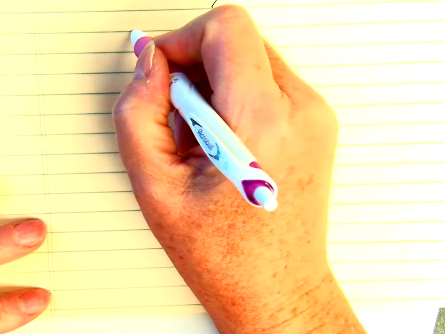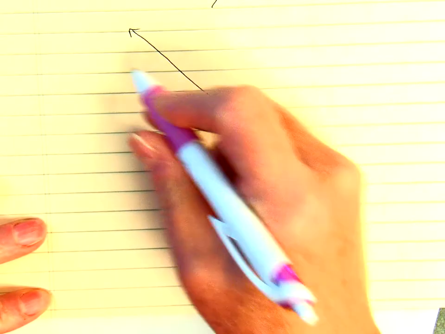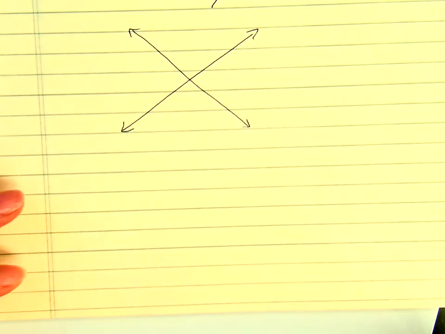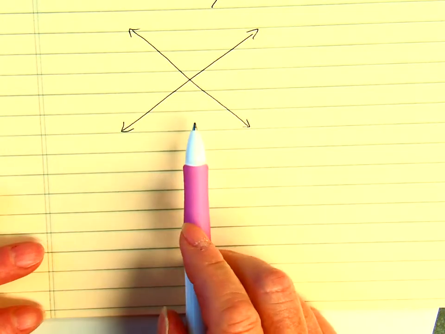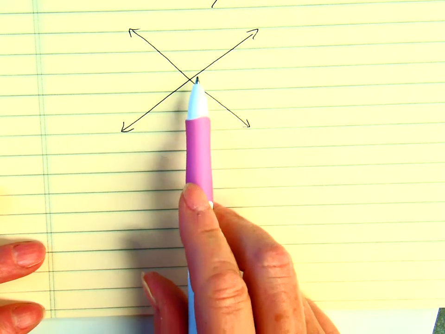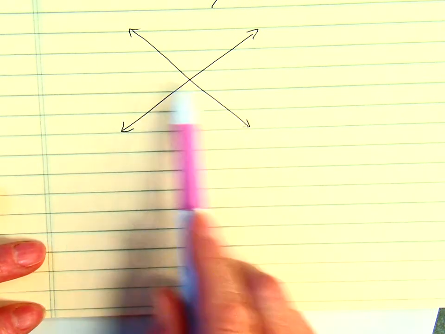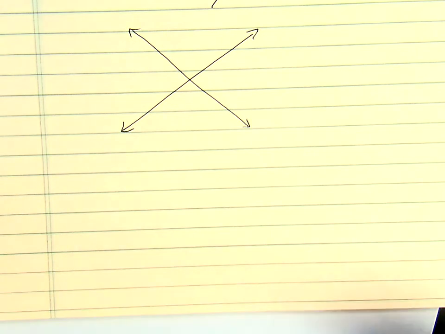Okay, now let's look at a different type of problem that we might have, because they do like to do a little bit of geometry. Let's say we take two lines that are intersecting. Our intersecting lines will create vertical angles. These two angles are vertical. These two angles are vertical.